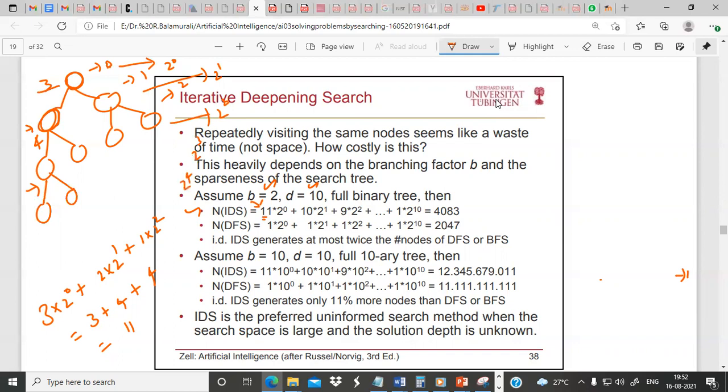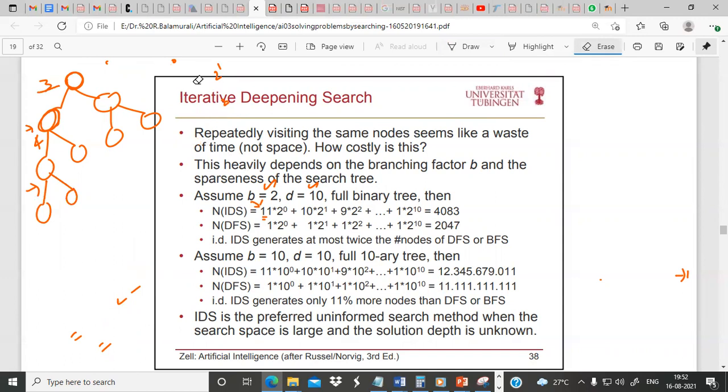Okay. Now the point is, let me write neatly for more clarity. Let us assume the root is at depth 0. At depth 0, the number of nodes we have is 2 to the power 0. At depth 1, the number of nodes we have is 2 to the power 1. At depth 2, the number of nodes we have is 2 to the power 2.